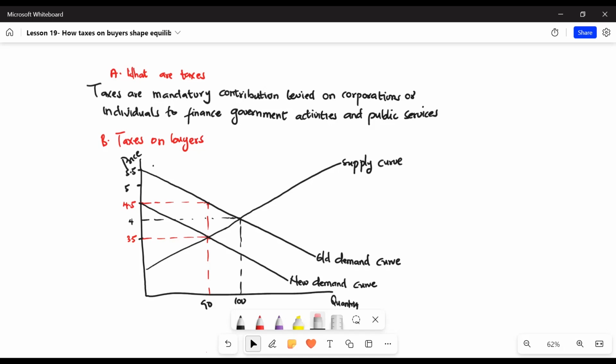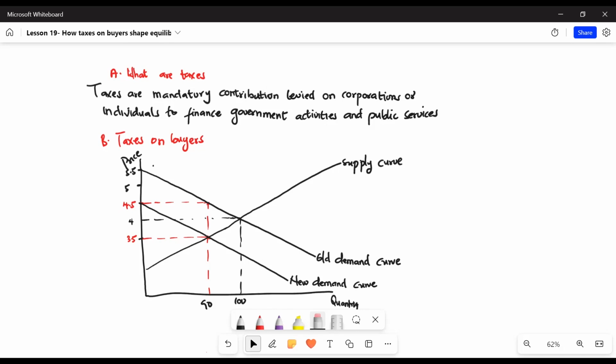Welcome back. Our previous lesson was on how taxes on sellers shape equilibrium outcome. Today we'll be looking at how taxes on buyers shape equilibrium outcomes. So we define tax as mandatory contributions levied on corporations or individuals to finance government activities and public services.